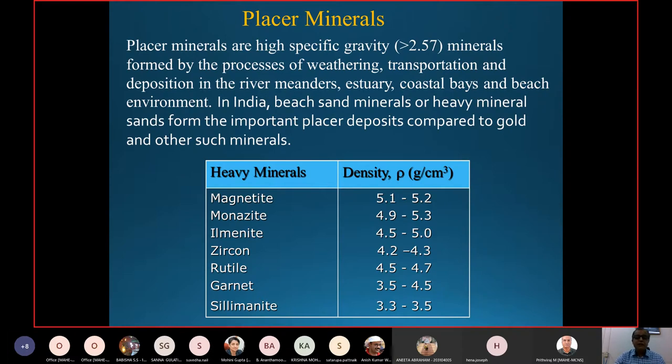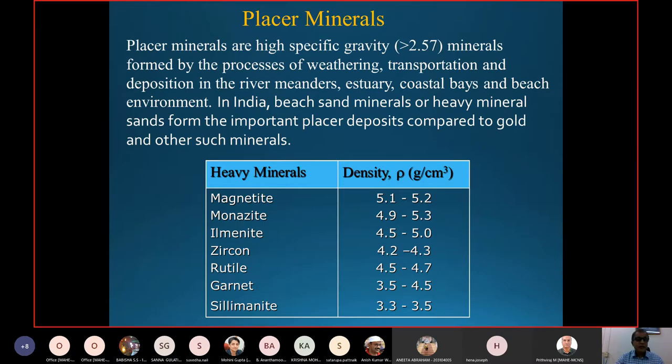When I say river meanders, when a river is flowing straight, the energy is very high. But when you have a meander, what happens? The energy is a little lower. So these minerals, which are denser, try to accumulate on the river meanders and the estuary, the coastal bays, and of course, the beach environment, which we are talking about today.